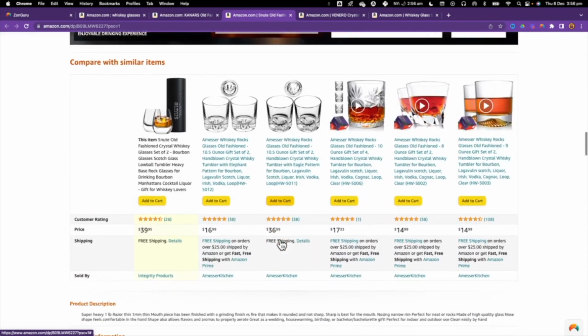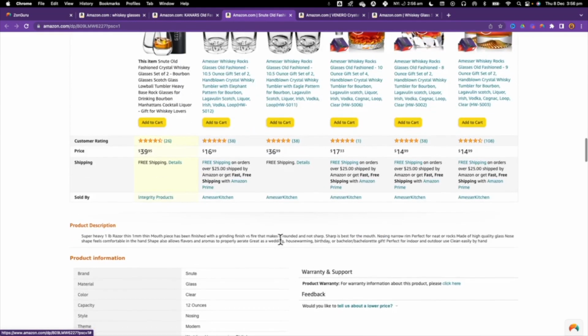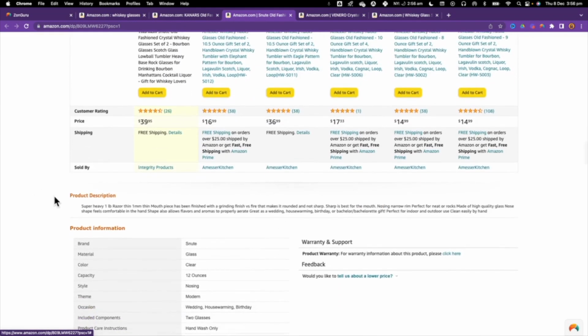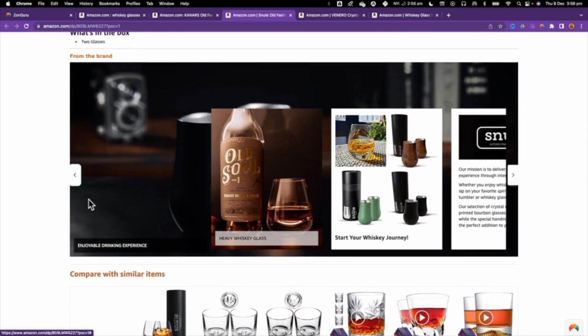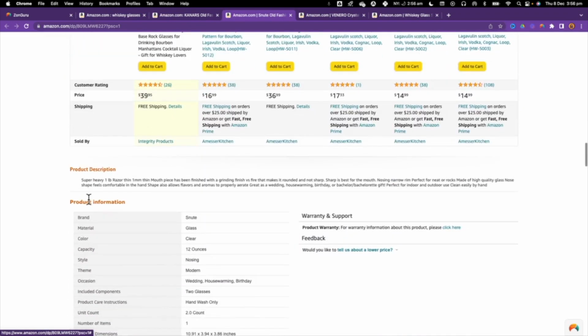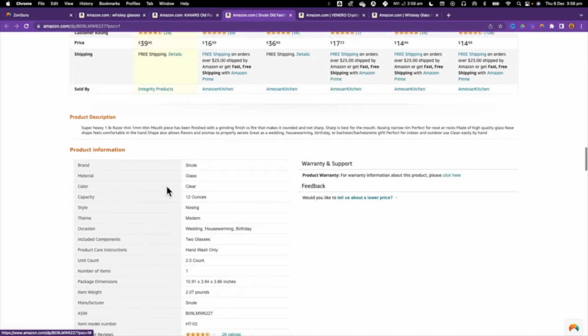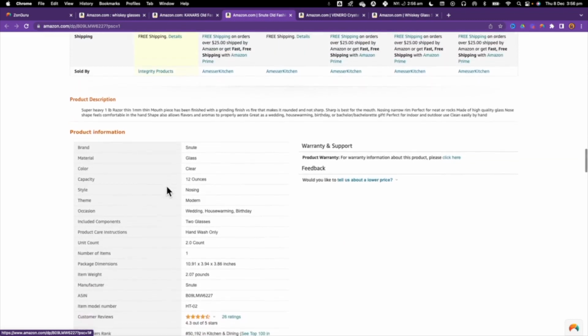Again, this is not something they've done for that. And this is their whole product description. So they're brand registered, otherwise they wouldn't have the brand story, but they have no A+ content. So that is a significantly missed opportunity. So this is a big lesson in what not to do in a listing.